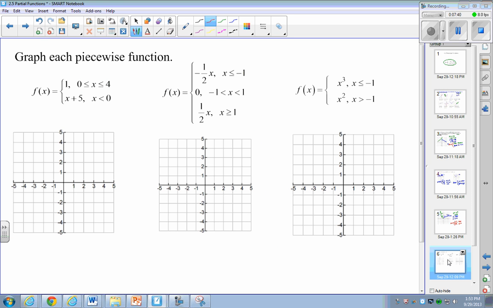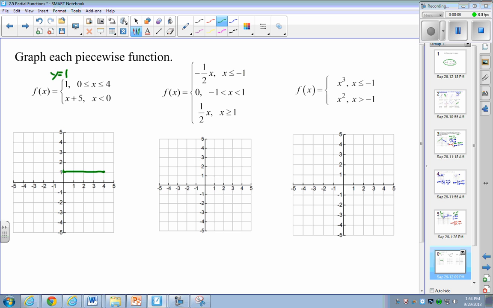Okay, but now let's flip it around. Let's do the opposite. So now given a piecewise function, let's go ahead and graph it. All right, so let's look at this first one. We have the equation y is equal to 1. All right, so that goes for our domain from anything from 0 all the way up to 4.